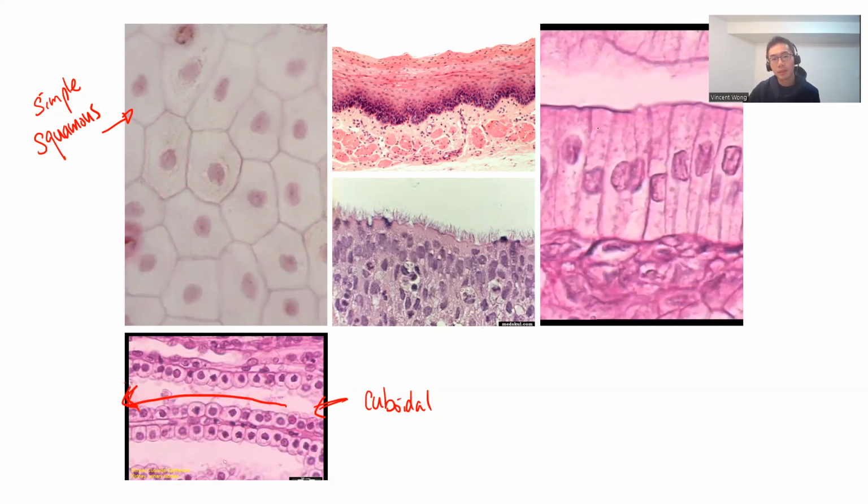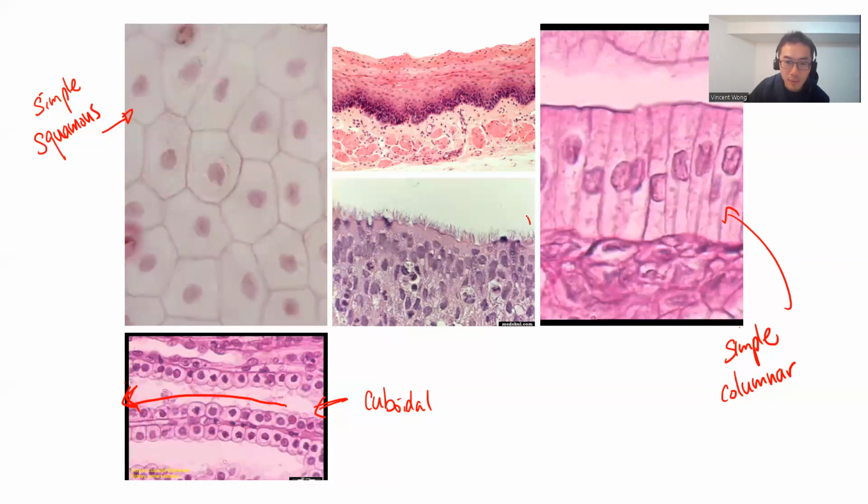How about this one? Can someone try this one, please? Pseudostratified. That's a good try, but you see that they're just simple columnar. Yep, you got it. Simple means a single layer, and they are so rectangular looking. Simple columnar. Good for secretion, absorption, and a bit of protection.